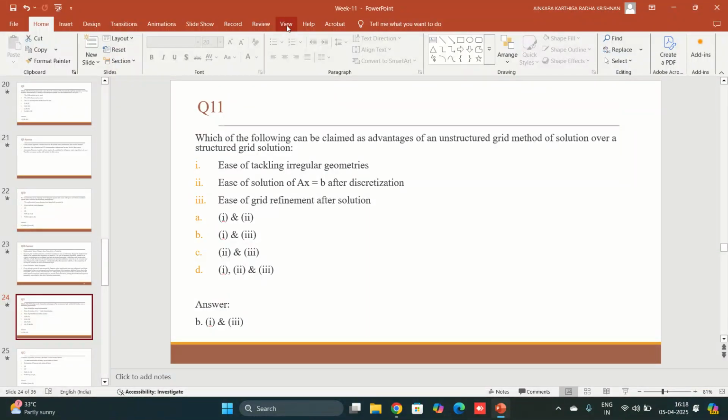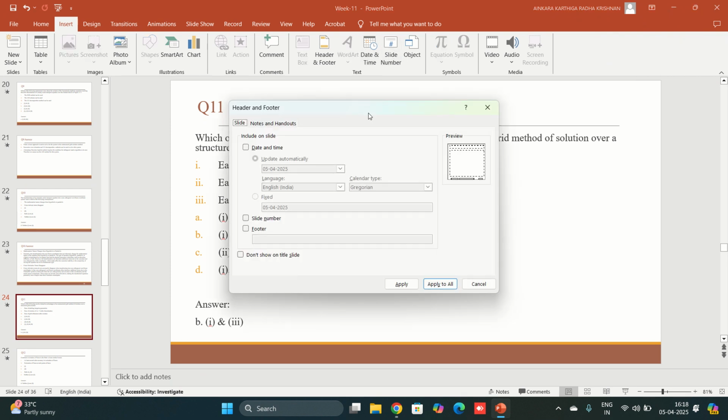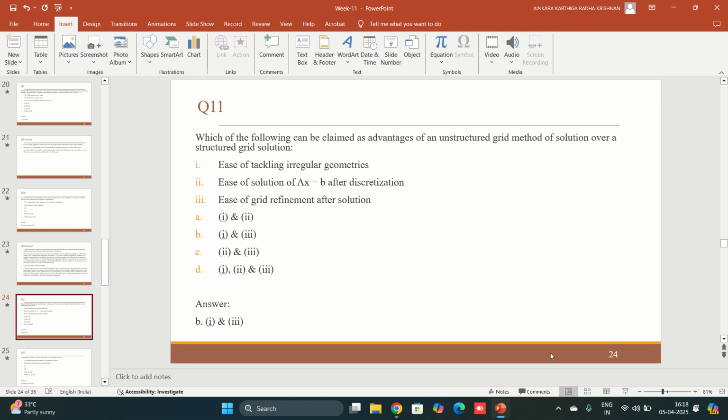Actually, I'll insert page number. Without it, it is a bit difficult for me. Sorry, not date and time, slide number.